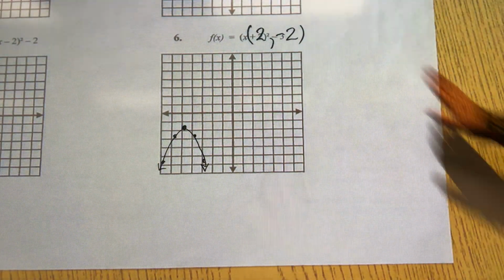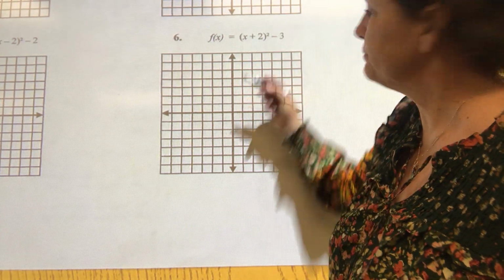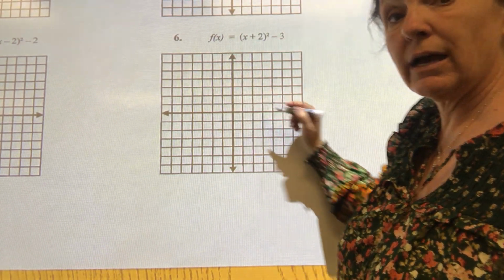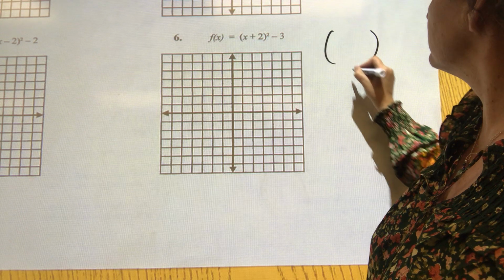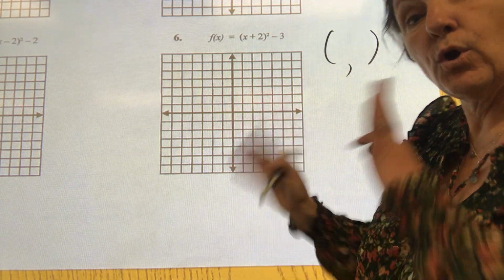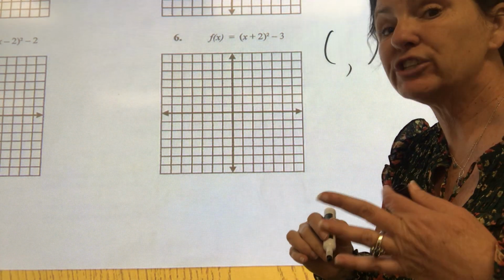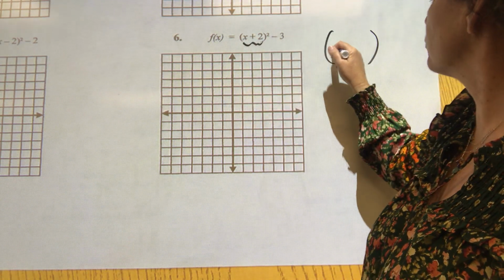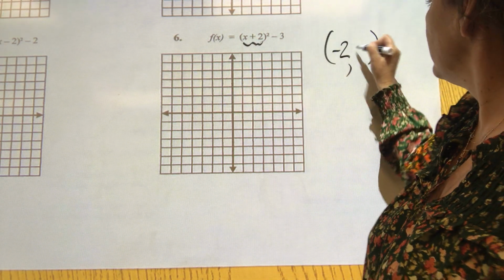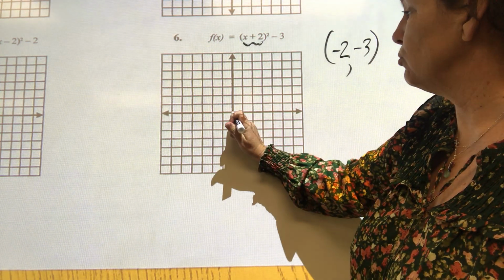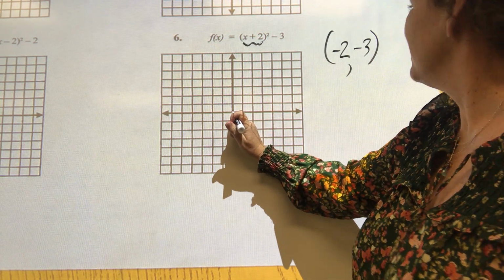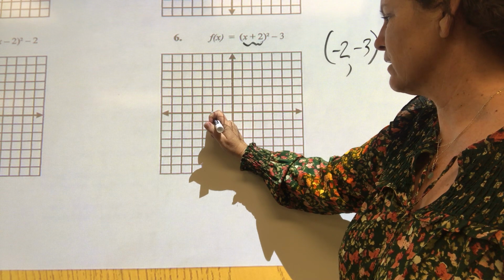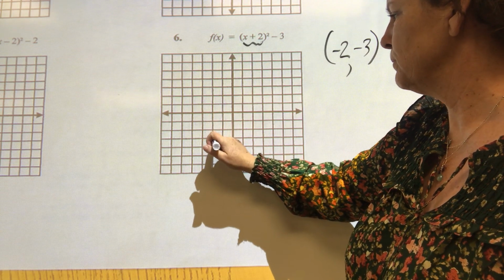Next one. Question number 6. So, is it going to flip down? No, I don't see a negative. And we got to talk about what our vertex is. Our new vertex, instead of 0, 0, where is that really important point shifting? So we're going to do the opposite of this guy that's in parentheses. So that's going to be a negative 2 and negative 3. So my new vertex, start at 0, is negative 2 and negative 3.